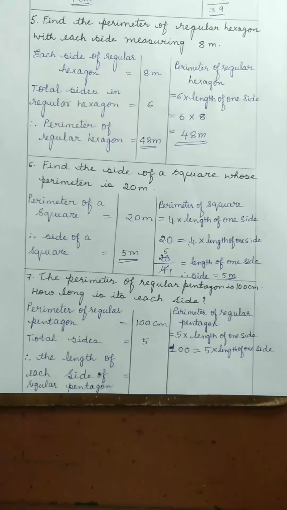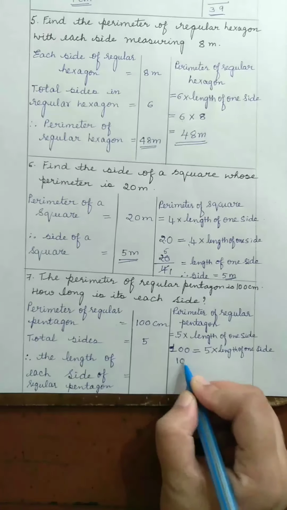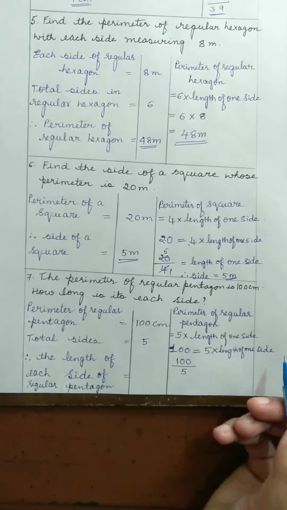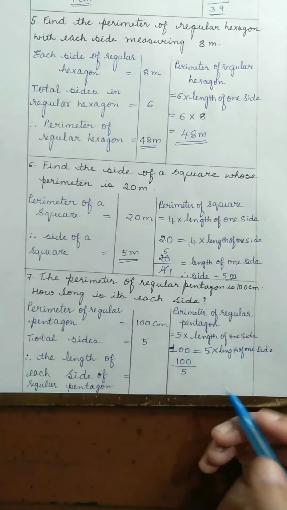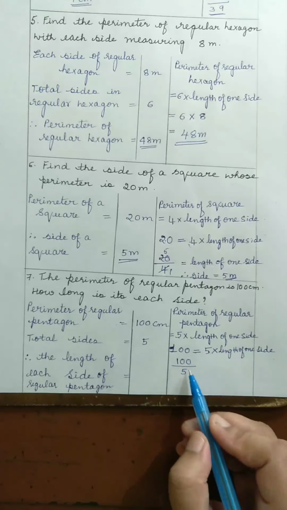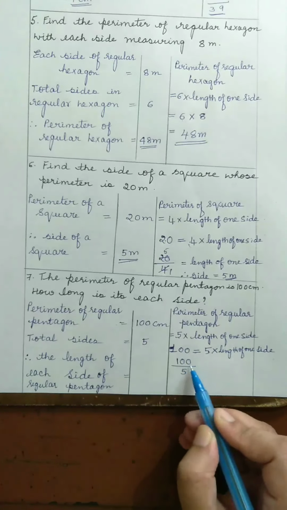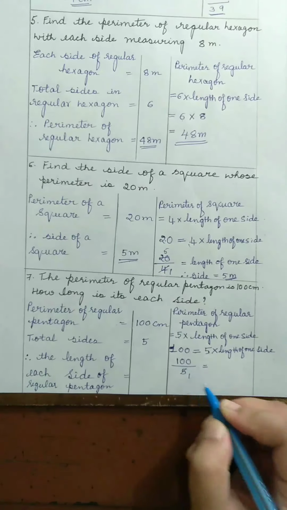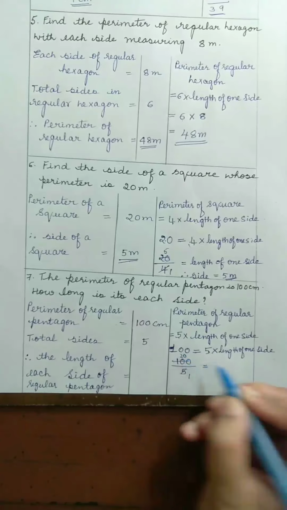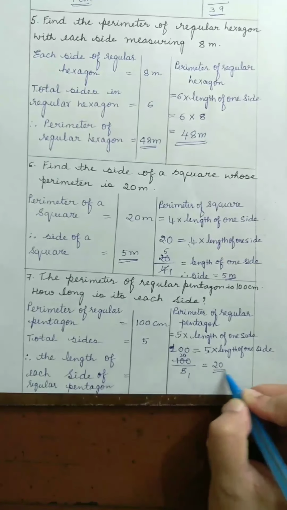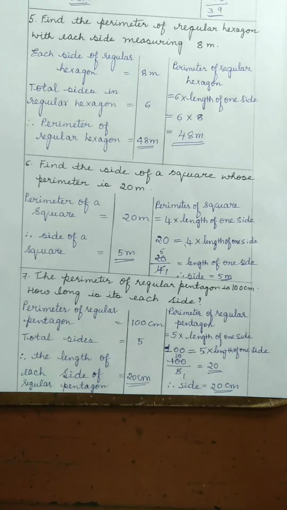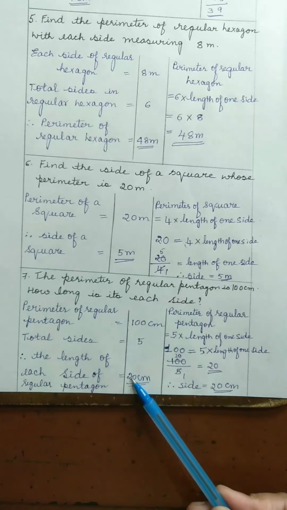Therefore, on further simplification, 100 divided by 5, since we have 5 into length of one side, this 5 while coming to the left side will be 100 by 5. 5 ones are 5, 5 twos are 10, 0. Therefore, it will be 20. Therefore, each side of the regular pentagon will be equal to 20 centimeter.